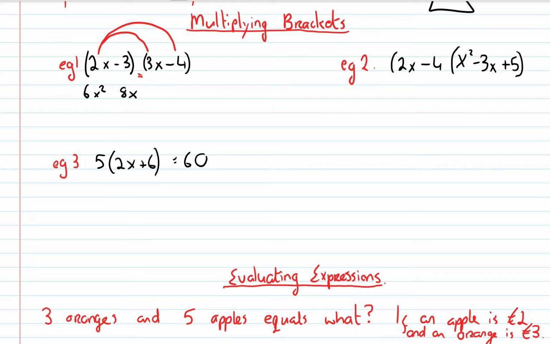And now think, rules of multiplication. We have a plus 2x, we have a minus 4. Unlike signs give a minus answer. This by this, and this by this.